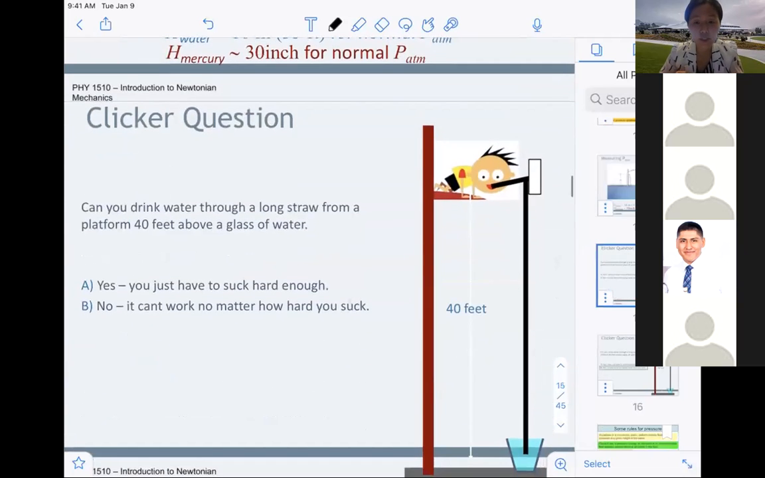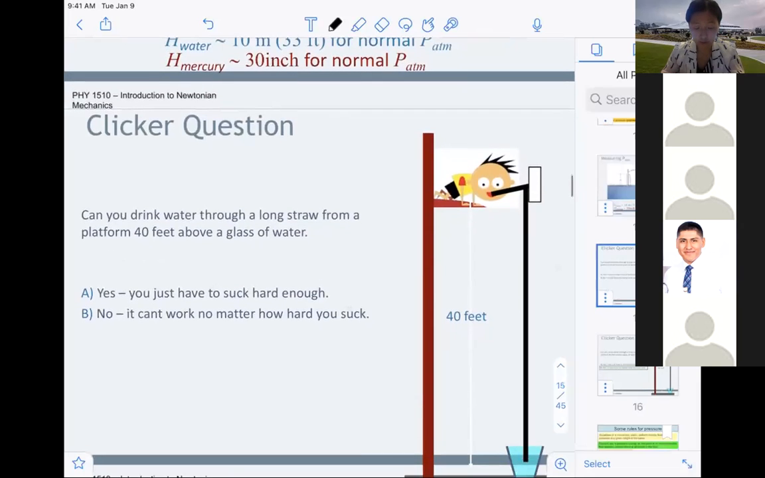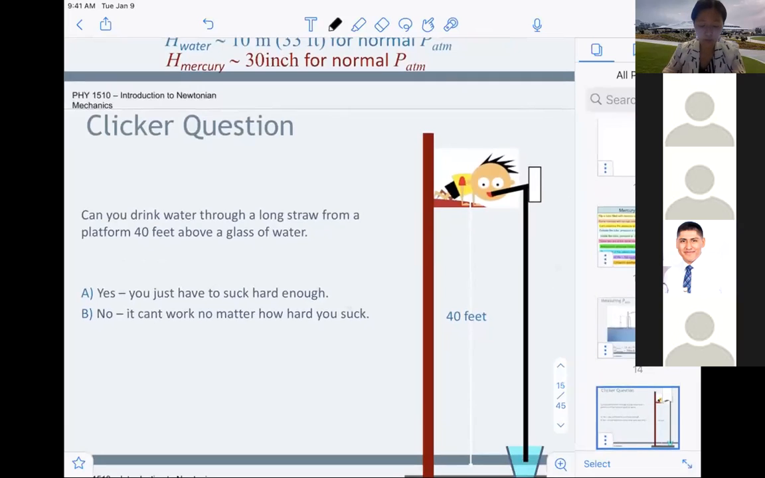Now let's look at a question. So you can drink water through a straw. Imagine the straw is super long, and you're trying to stand up on a platform that's 40 feet above a glass of water and drink from there. Do you think that you will be able to drink the water from that straw, or maybe not?